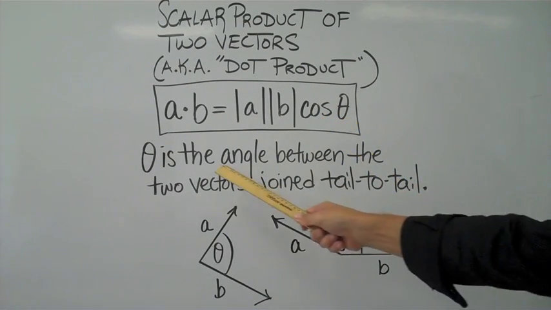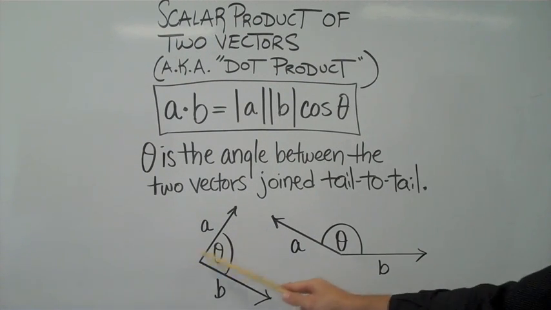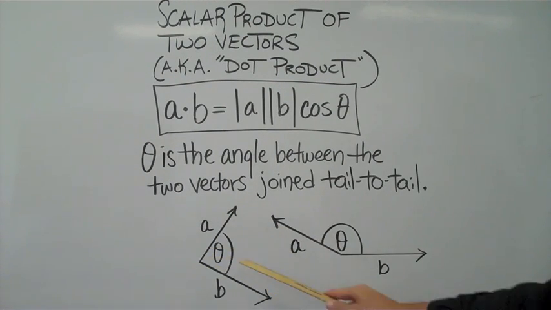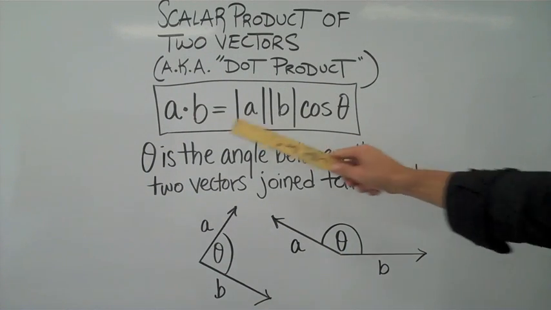What is theta? Theta is defined as the angle between the two vectors when joined tail to tail. I have vector A and vector B joined tail to tail. There's theta between them. Also, the angle theta can be obtuse. Here's vector A going that direction, vector B going that direction. They're joined tail to tail. You need to know this.